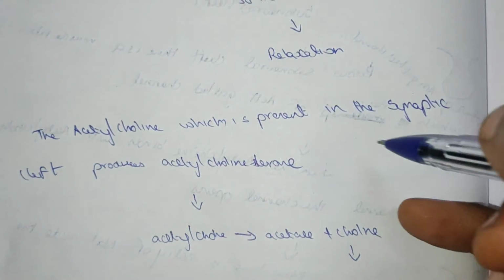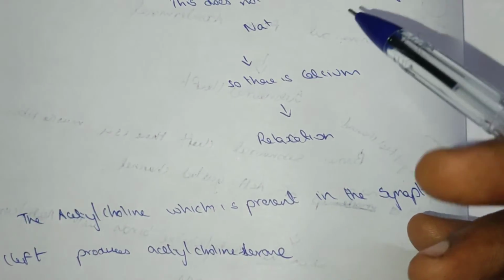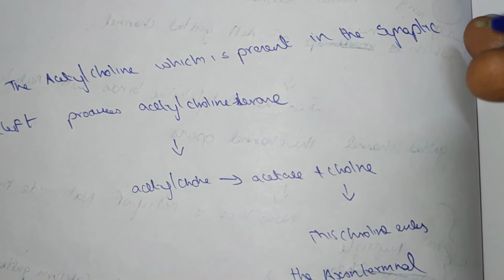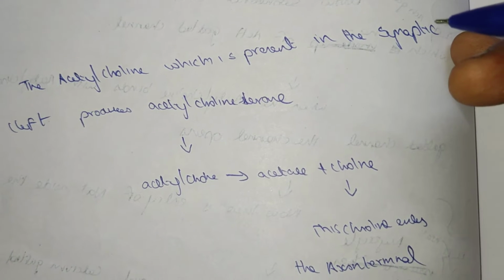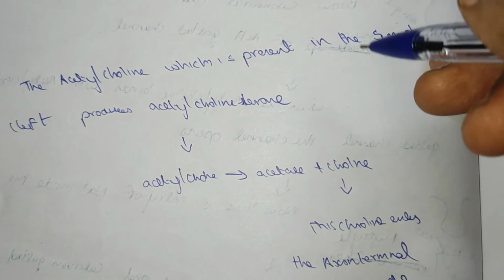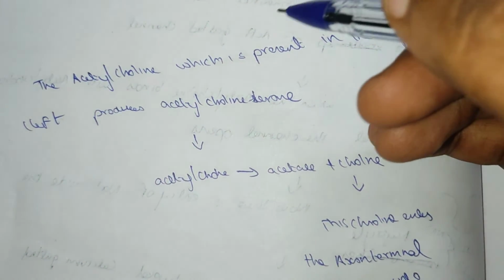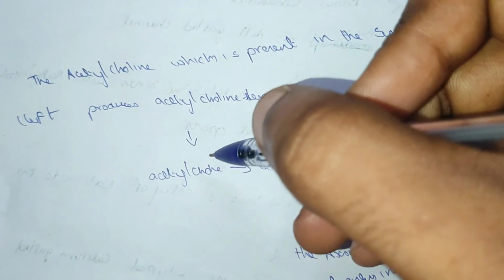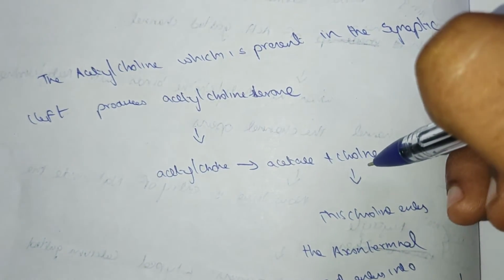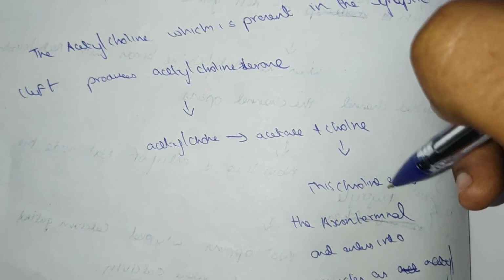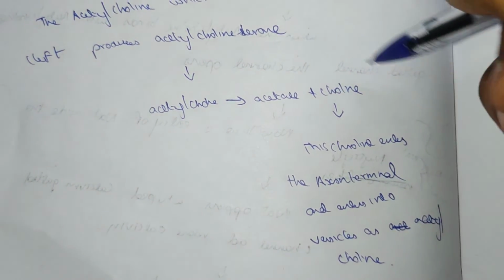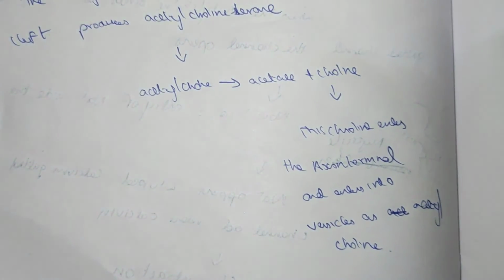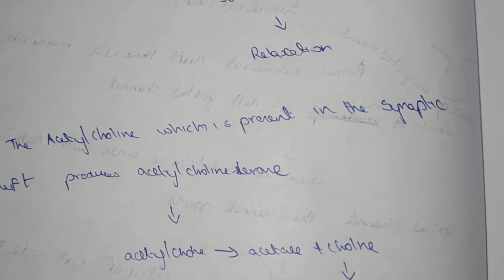Now the acetylcholine which is present in the synaptic cleft, when relaxation happens, does not get bound to the acetylcholine gated channel present in the muscle fiber. Now these acetylcholine molecules present in the synaptic cleft are acted on by an enzyme which is known as acetylcholinesterase. This acetylcholinesterase breaks down the acetylcholine into acetate and choline. This choline again enters into the axon terminal and behaves as acetylcholine. That's all about the neuromuscular junction.